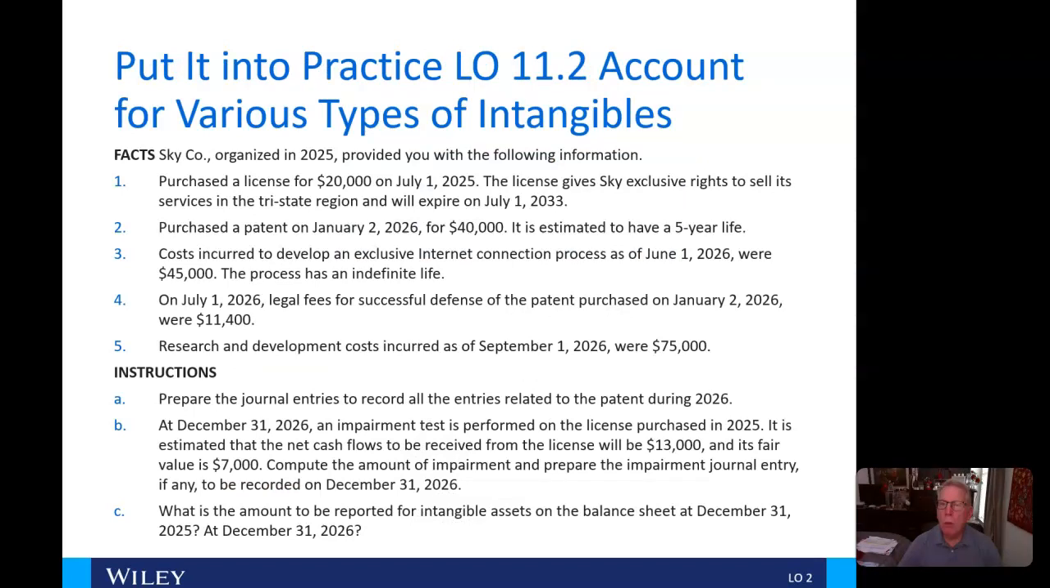Okay, here we have the Sky Company, organized in 2025, and it's going to provide you with the following information. It purchased a license for $20,000 on January 1, 2025. The license gives Sky exclusive rights to sell its services in the tri-state region and will expire on July 1, 2033. Number two, they purchase a patent on January 2, 2026 for $40,000. It is estimated to have a 5-year life. Number three, the costs incurred to develop the exclusive internet connection process as of June 1, 2026 were $45,000. The process has an indefinite life. And on July 1, 2026, there's legal fees for defense of the patent totaling $11,400 and R&D as of September 1, 2026 is 75,000.